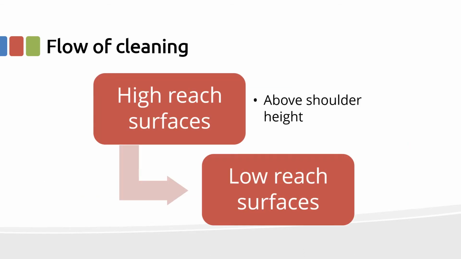The flow of cleaning should generally be from high to low reach surfaces. For example, when dusting horizontal surfaces in a room, high areas, such as those above shoulder height, should be done first, followed by other areas. The dusting technique should not disperse the dust. For example, use a damp cloth.